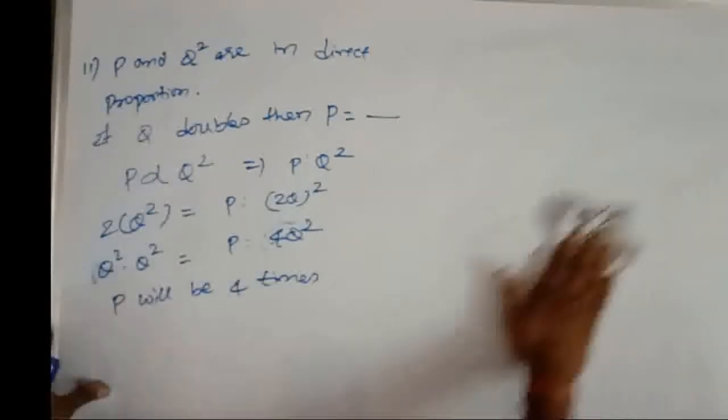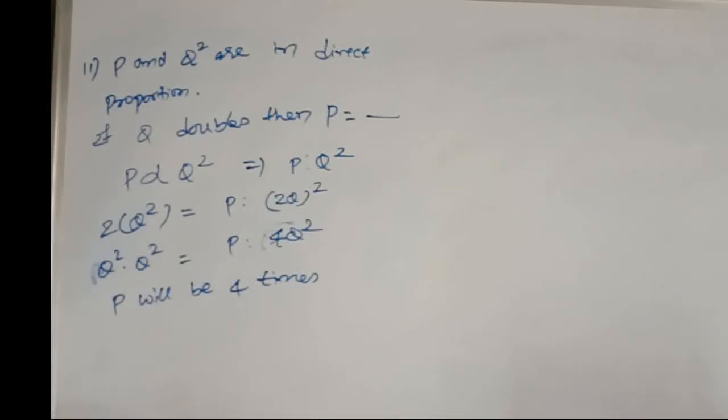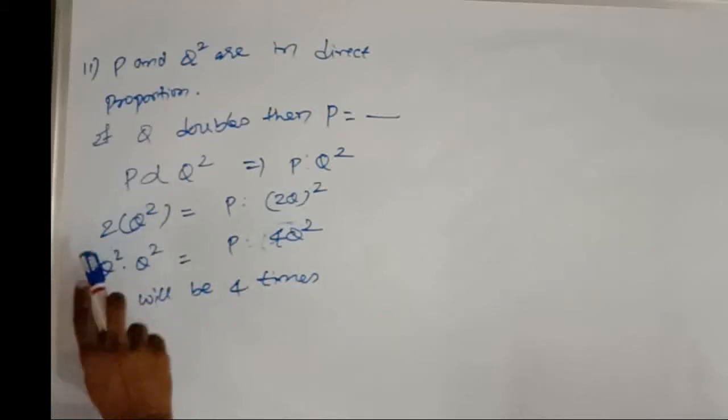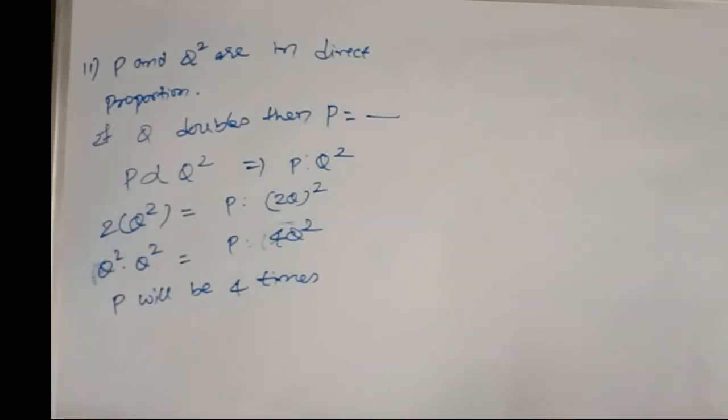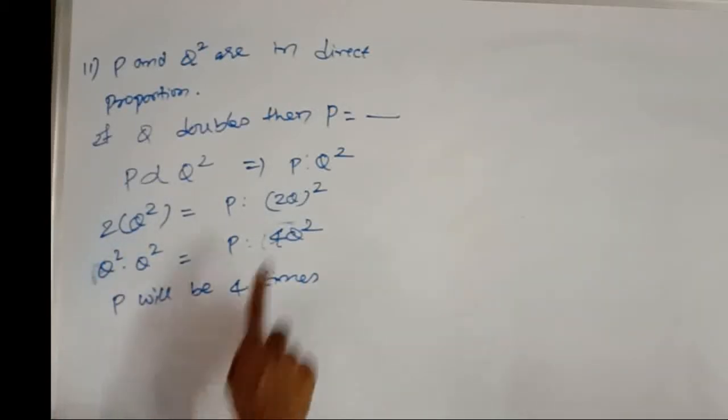So once again I am explaining. P and Q are in direct proportion. That means if P is increasing, Q also increases. But in this condition, Q is becoming double. Then I need to calculate the value of P. That is, P is directly proportional to Q square. So here Q is double. That means P is proportional to (2Q) whole square.